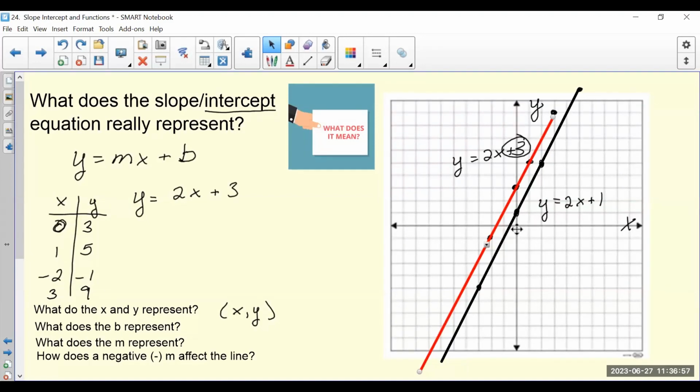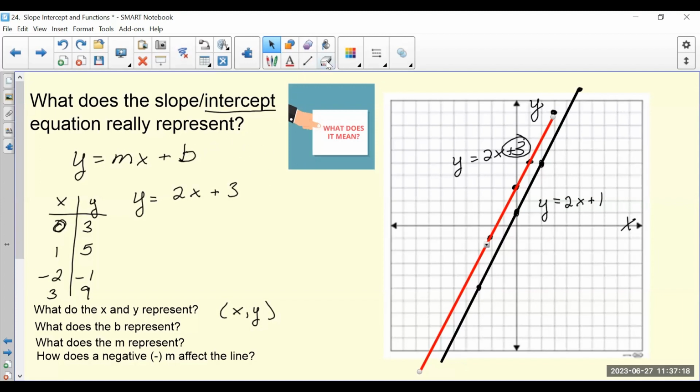Because when we put a 0 in for our x, it eliminates the number in front of the x, because 0 times anything is 0. All we're left with in our equation is whatever that plus number or minus number is. And that is our intercept. And the intercept is the letter b.